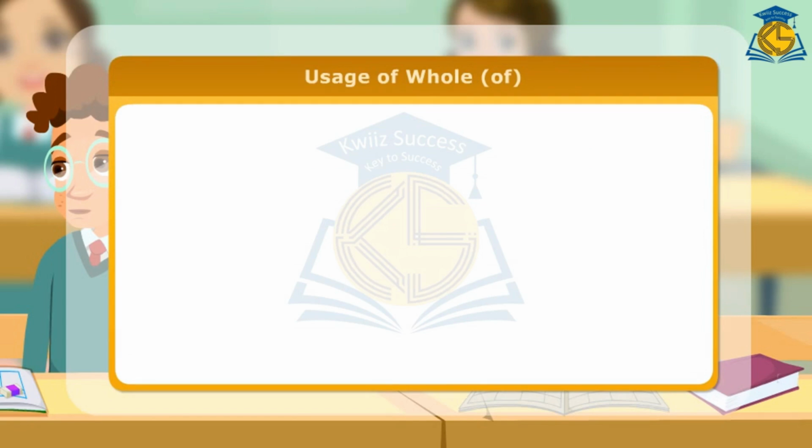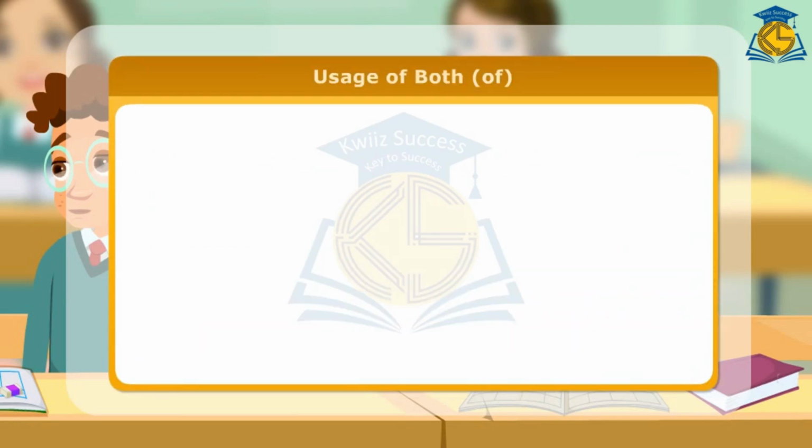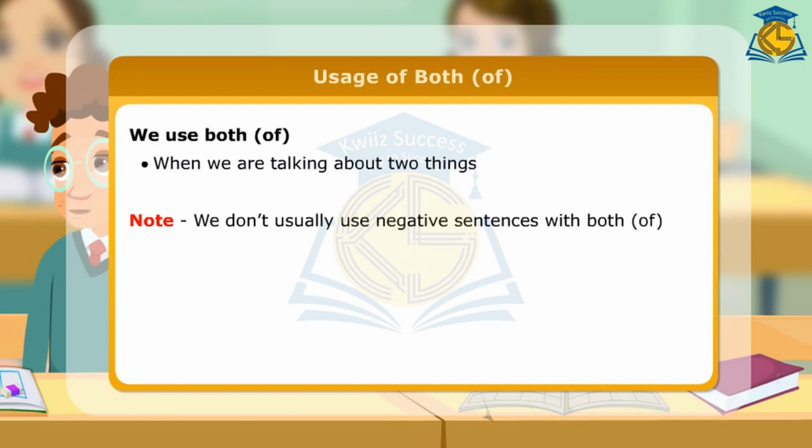Usage of whole of. We use whole of most often with singular countable nouns. Before place names, we most often use the whole of. Usage of both of. We use both of when we are talking about two things. Note, we don't usually use negative sentences with both of.